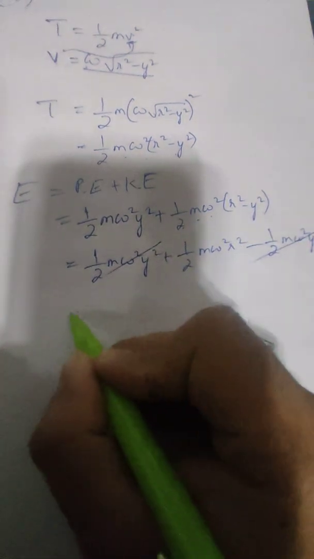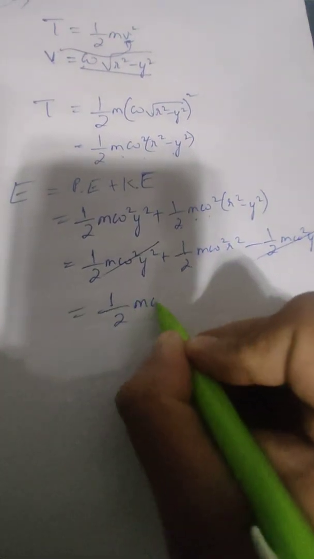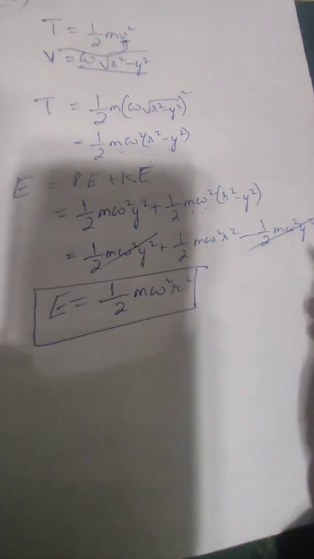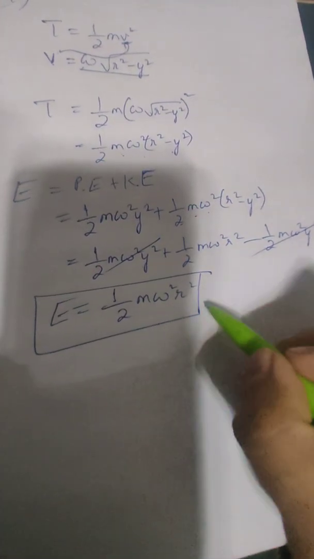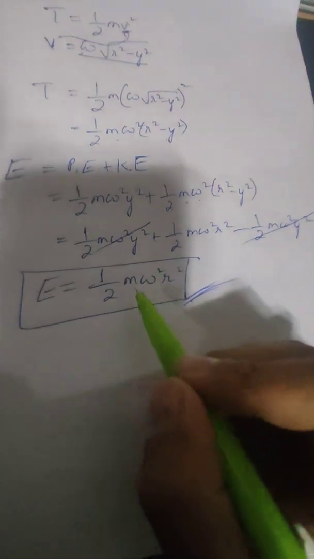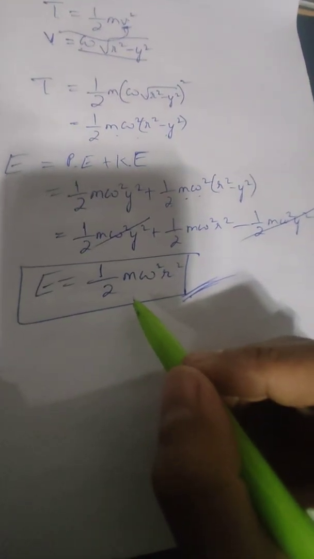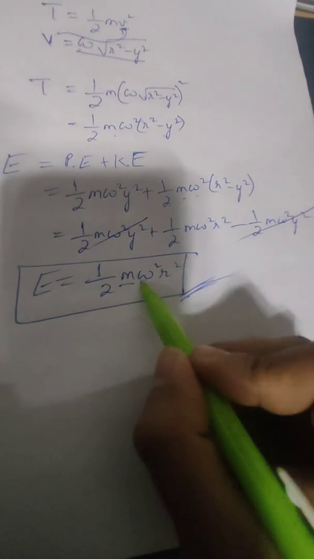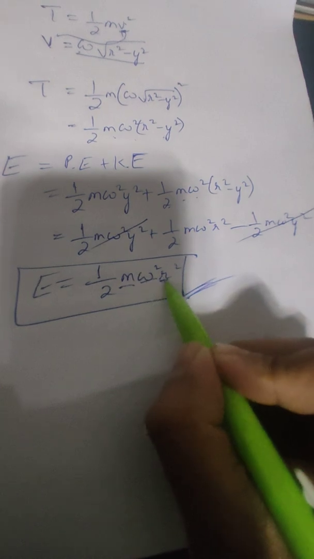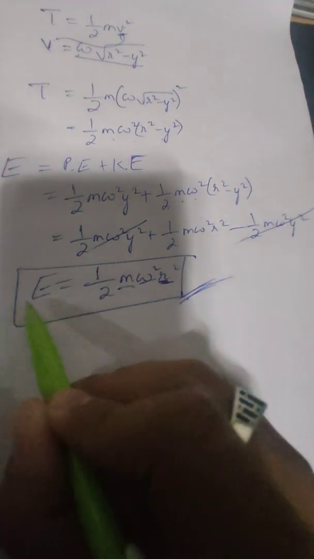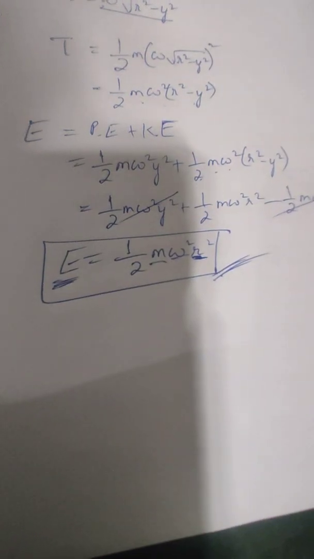So this and this will cancel. So we have half m omega square r square. Right. So this is the energy of a particle executing simple harmonic motion. Okay. So how will we calculate the energy of a particle having simple harmonic motion? By knowing the mass of the particle, the angular frequency, and the displacement, the amplitude, the maximum distance it can travel. If we know these values, we can know the energy of the particle executing simple harmonic motion.